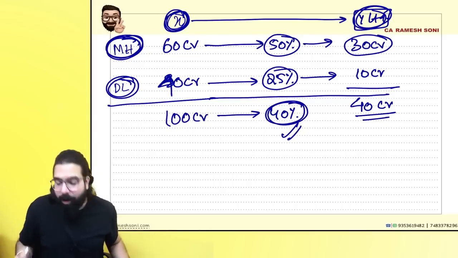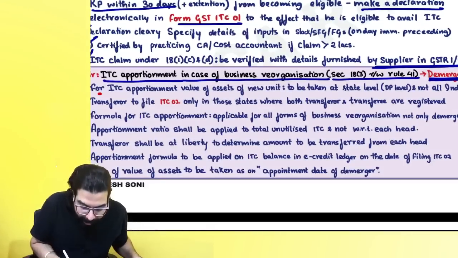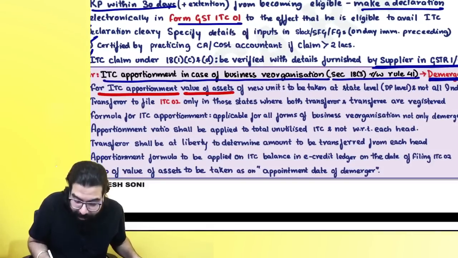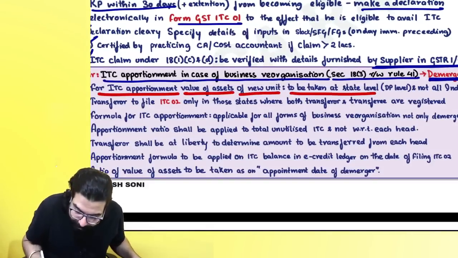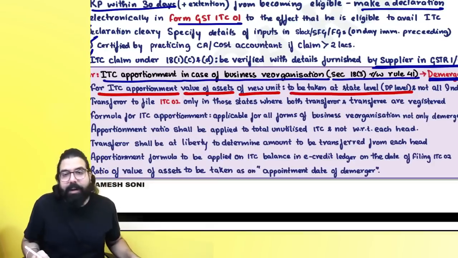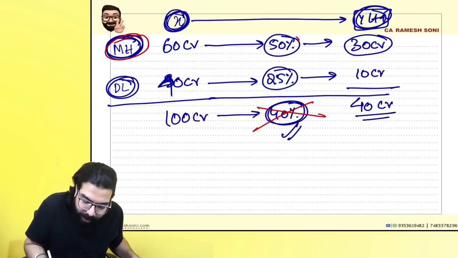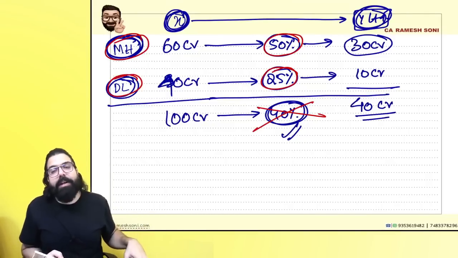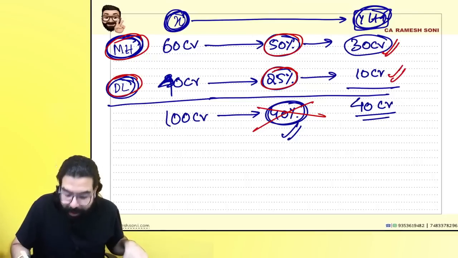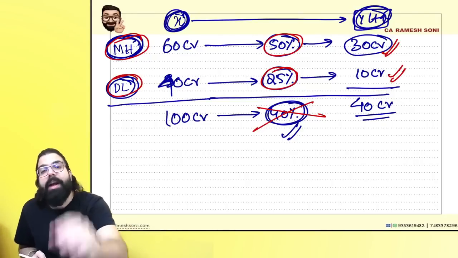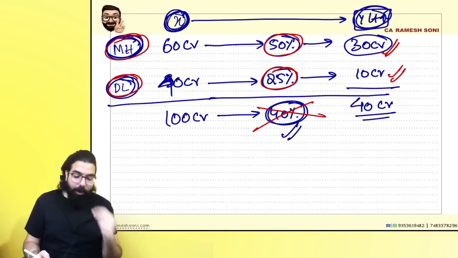Government clarified a simple thing. For ITC apportionment, the value of assets of the new unit is to be taken at state level, that is at distinct person level, and not all India level. Hence in Maharashtra you will transfer 50% credit and in Delhi you will transfer 25% credit, that is on the basis of the assets which are transferred at each distinct person. I hope the point is clear.